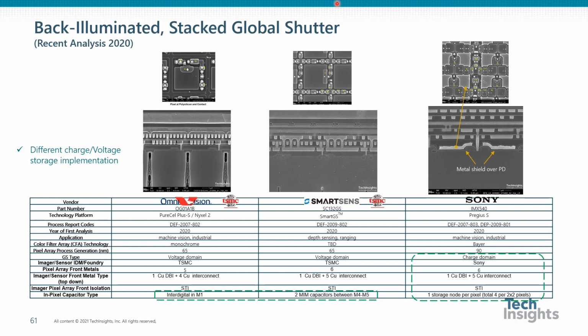Here, if we look at the in-pixel capacitor type, it's an interdigital in metal 1 for OmniVision. It's a metal insulator metal for SmartSense that's implemented through metals 4 and 5. And for Sony, it is 1 storage node per pixel.